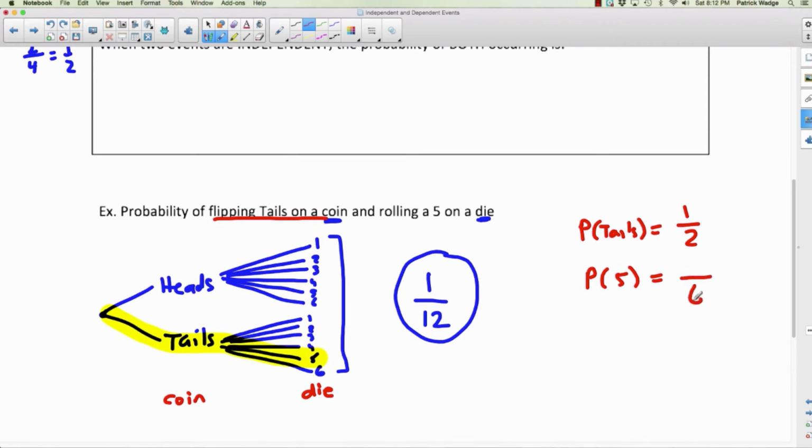1, 2, 3, 4, 5, 6. And how many of them are favorable? 1. Just the 5 is favorable. So we're left with this 1/2 and this 1/6, and our answer is 1/12.